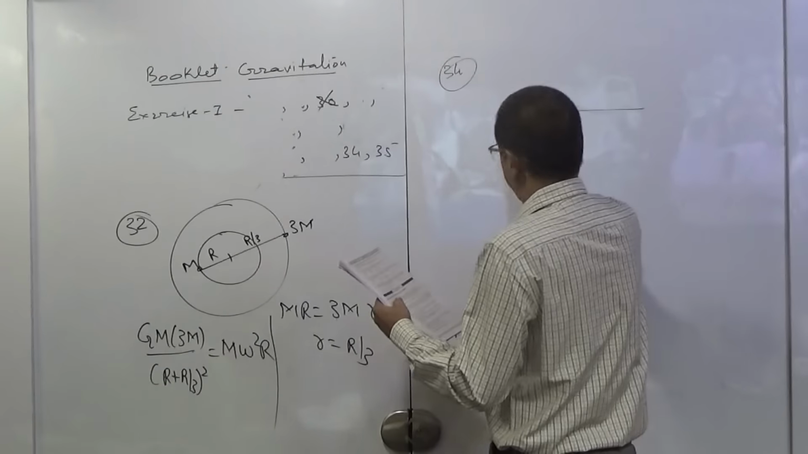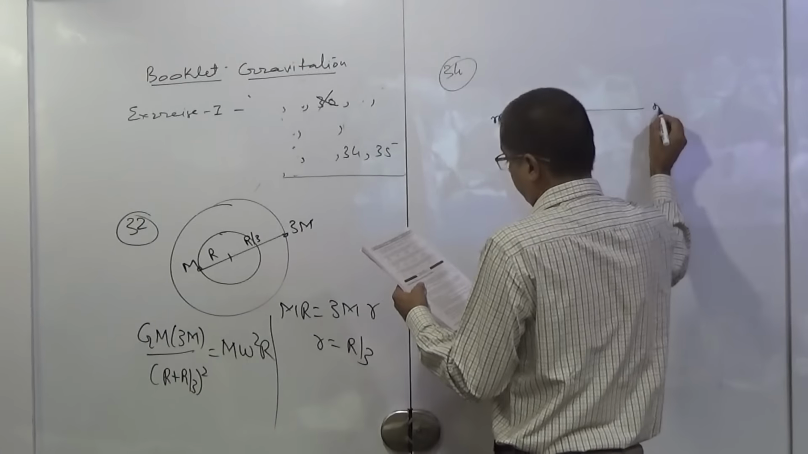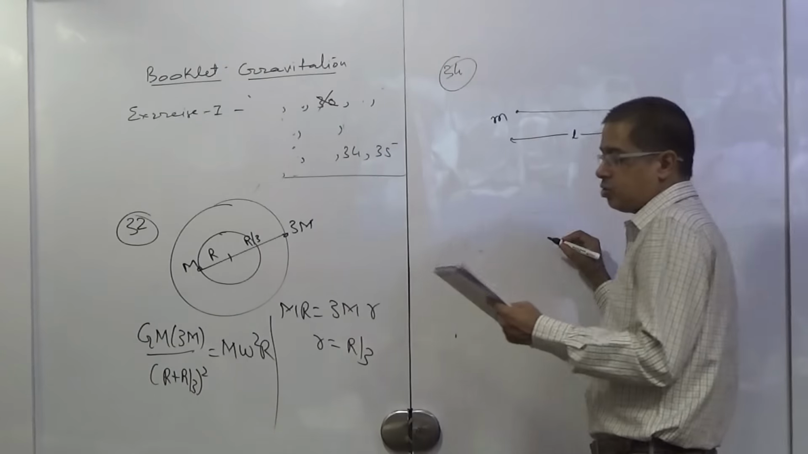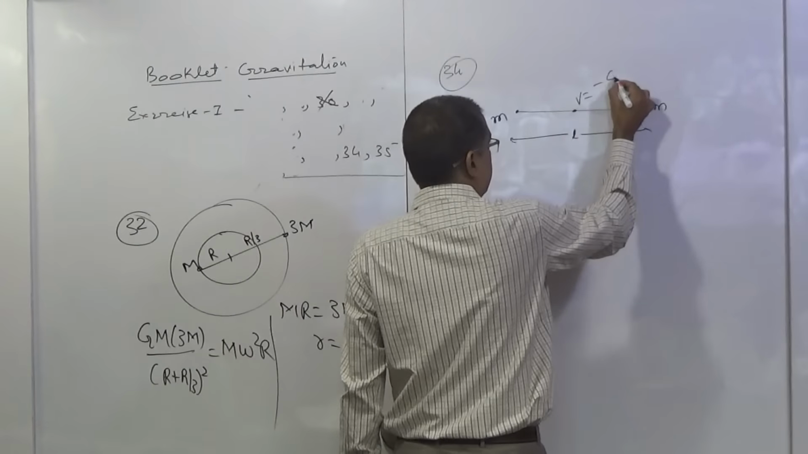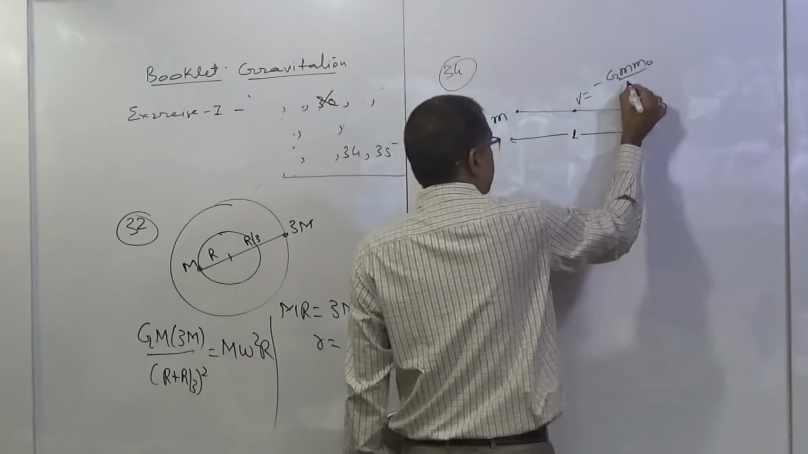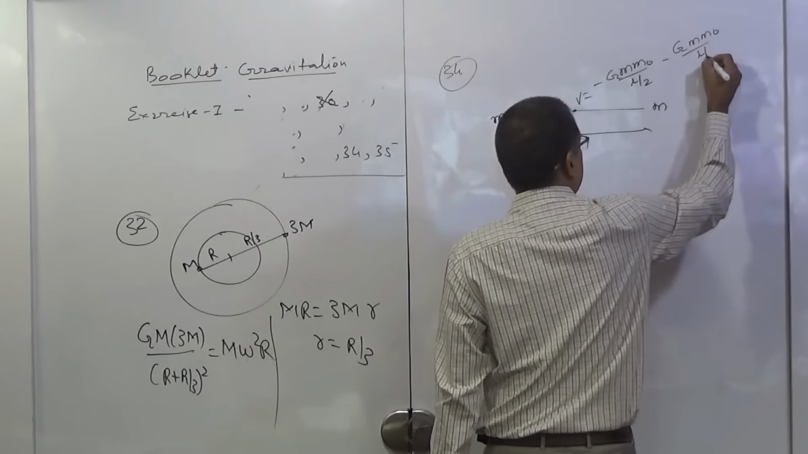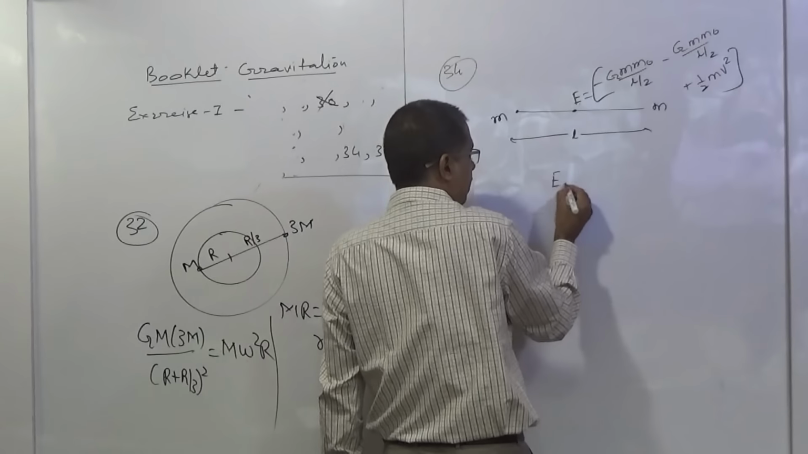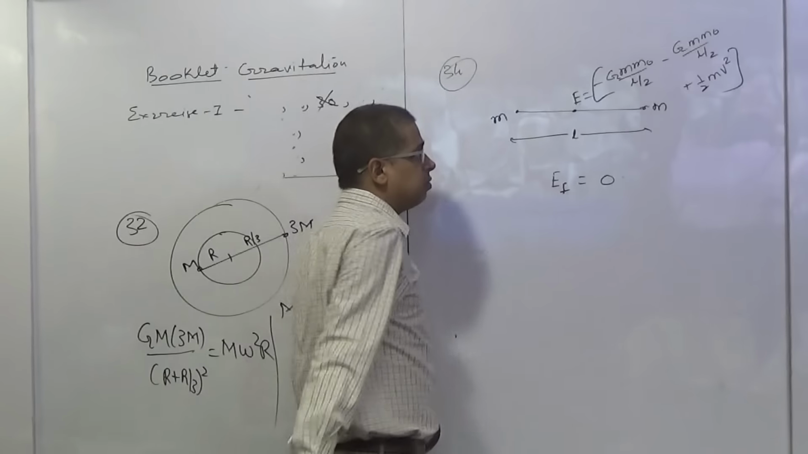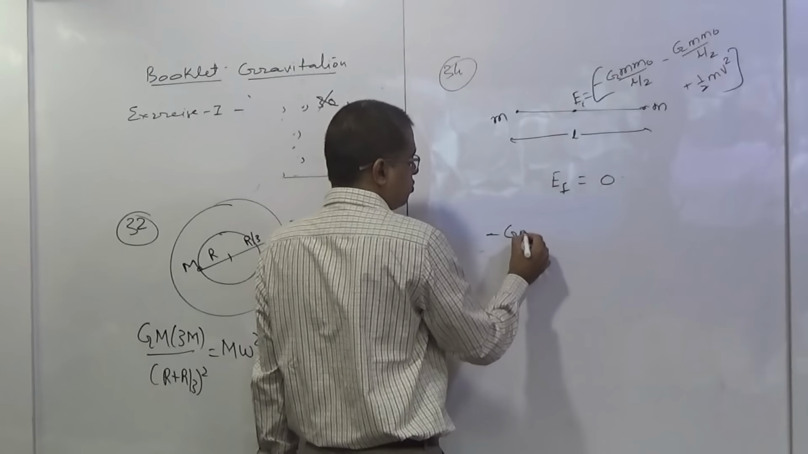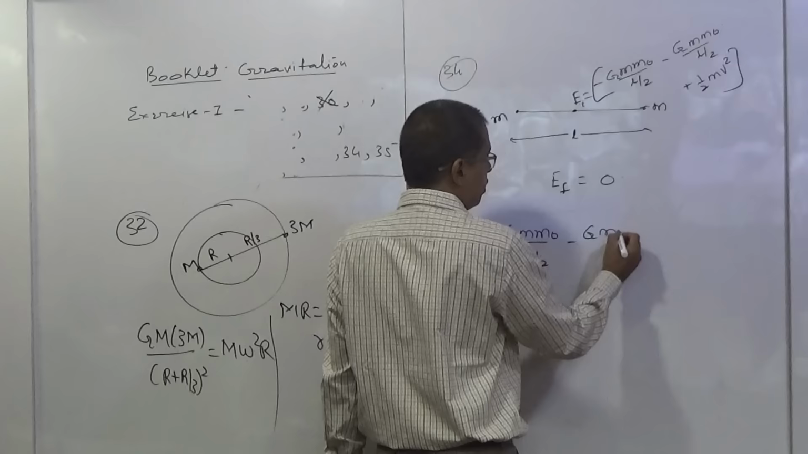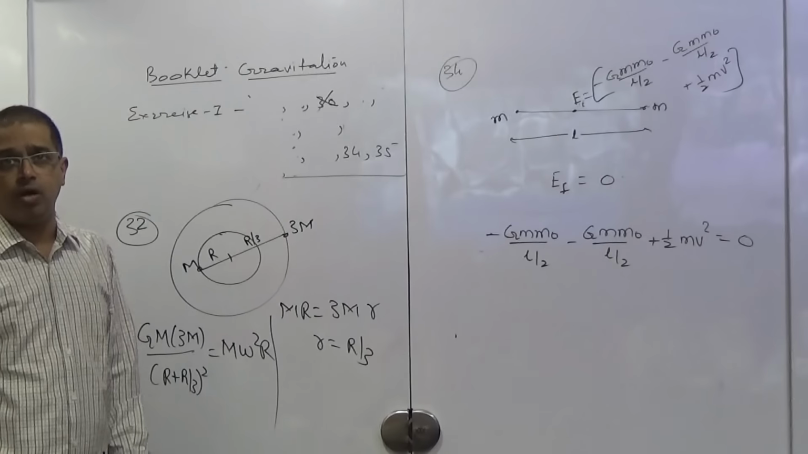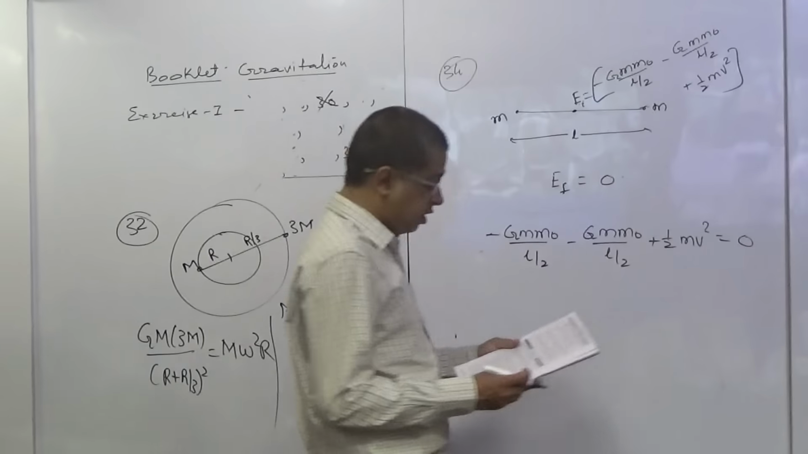A particle is projected from the midpoint of a line joining two fixed particles each of mass m naught. If the separation between the fixed particles is L, find the minimum velocity of projection of the particle so as to escape. What is the potential here? Minus G m naught by L by 2, minus G m naught by L by 2, plus half m v square is the total energy initial. Total energy final is 0. Equate both. Minus G m naught by L by 2, minus G m naught by L by 2, plus half m v square is 0. Final energy at escape must be 0. Will I get the velocity with which I should fire this?